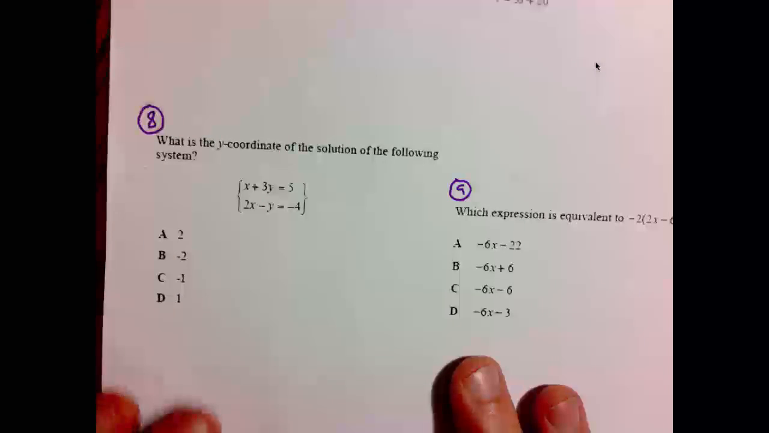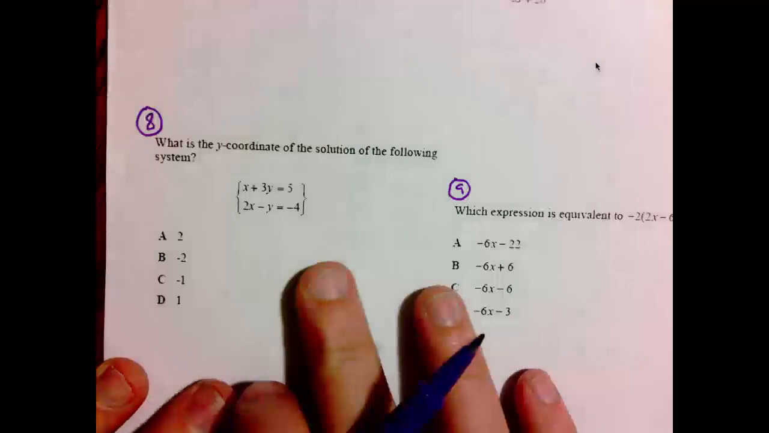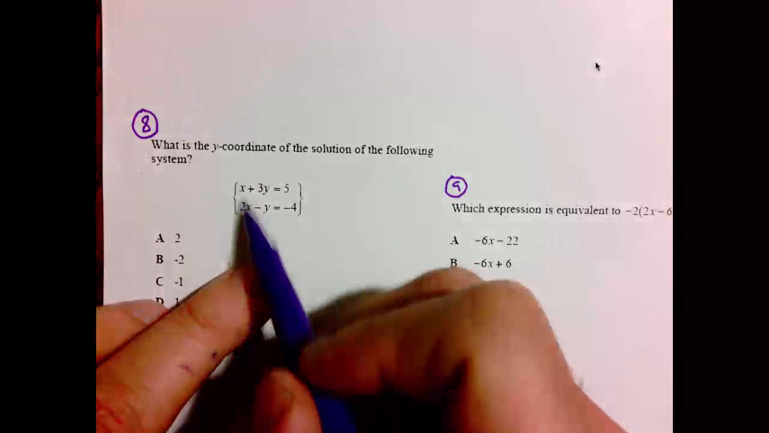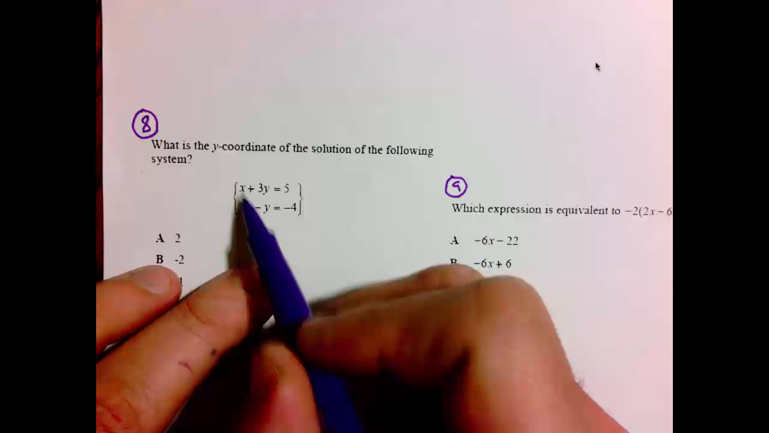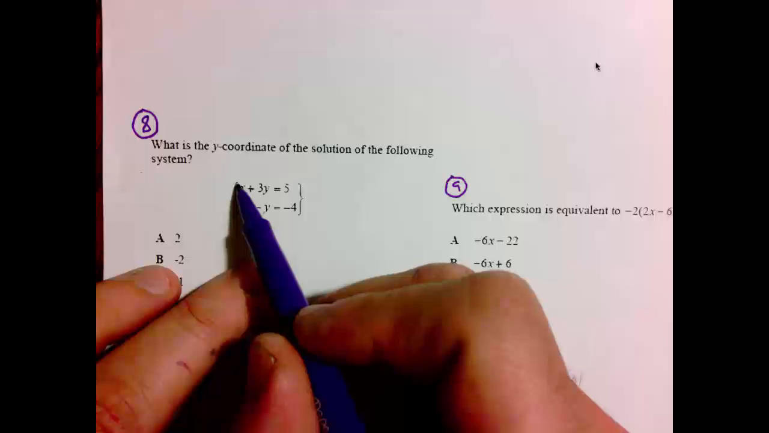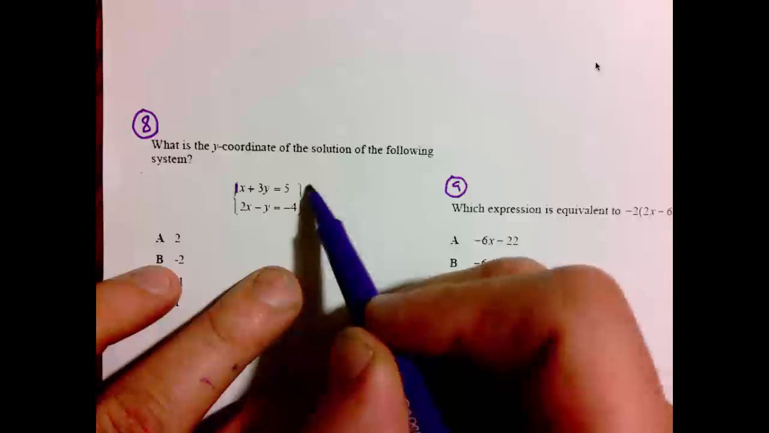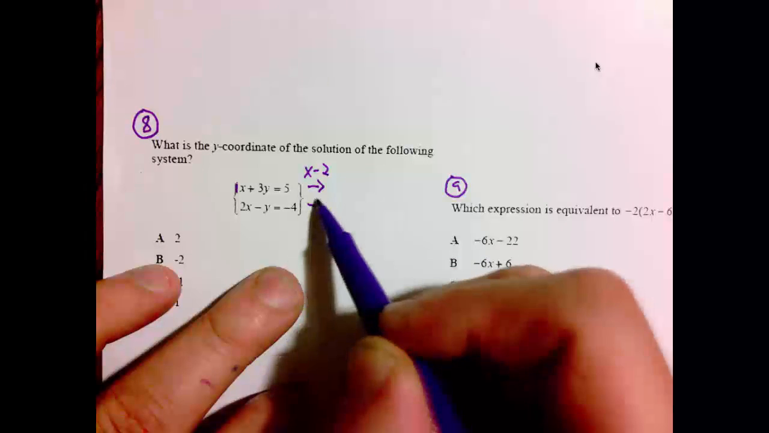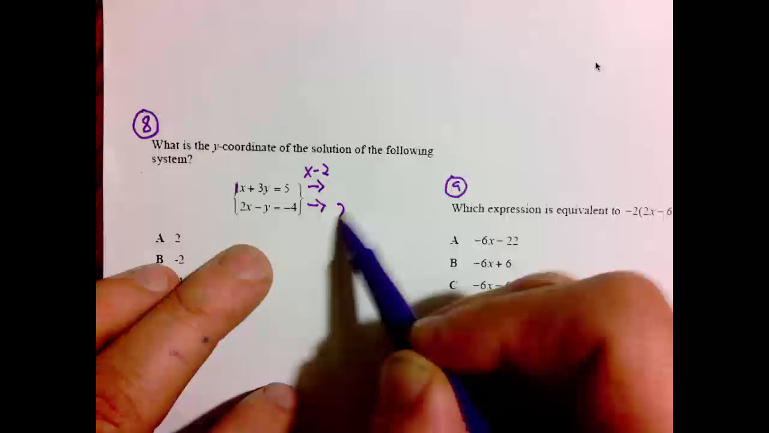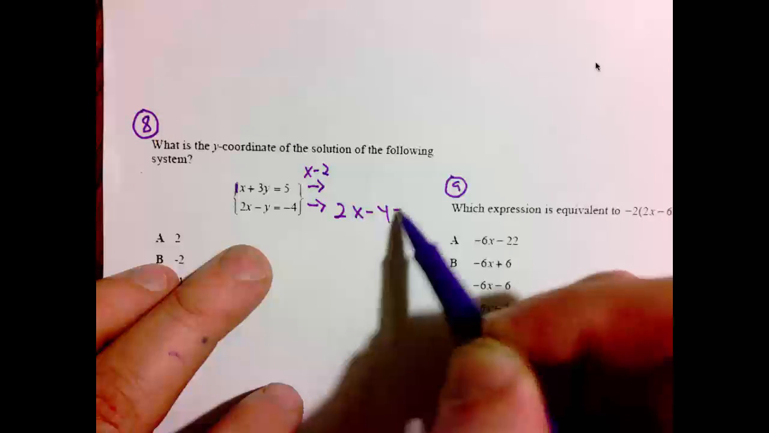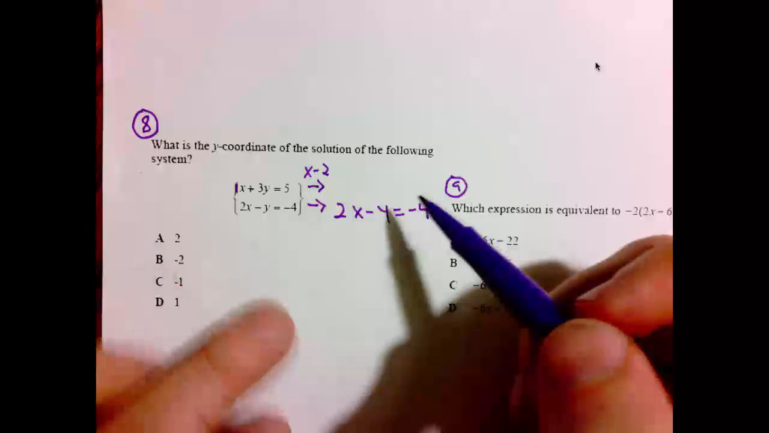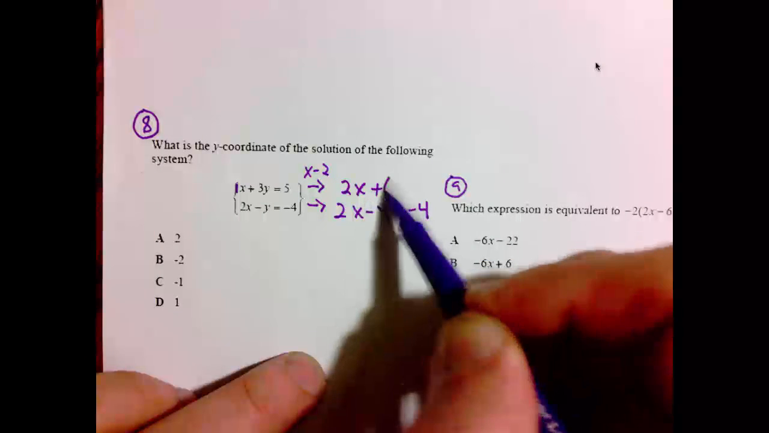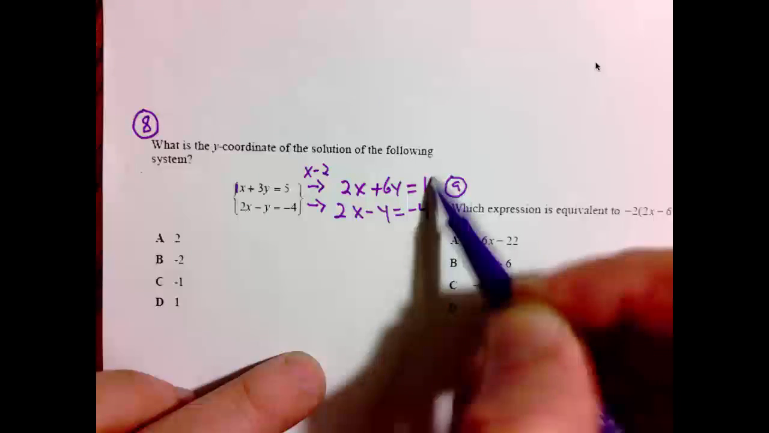Number 8. What is the y-coordinate of the system below? Well, I can employ the elimination method. I know I need my additive inverses. So in my x column, I see I have a 1 coefficient, and here's a 2. I'm going to multiply the top equation by -2 and leave the bottom equation the same. The bottom equation stays 2x minus y is -4. The top equation, 2x plus 6y equal 10.